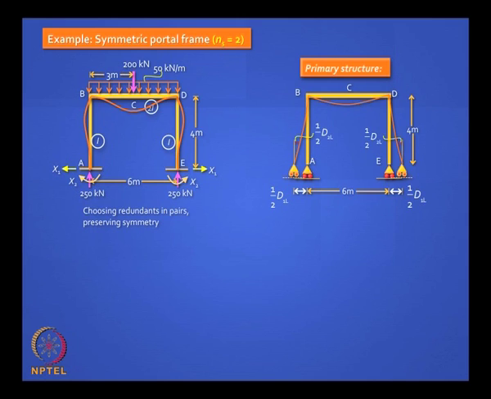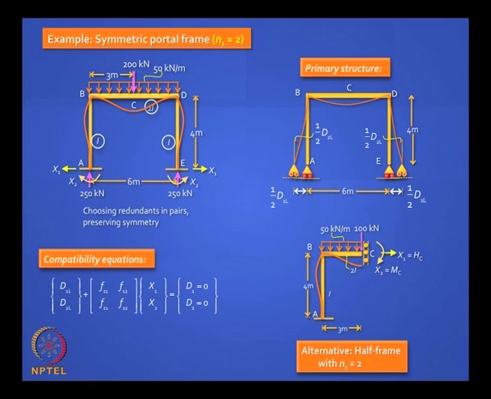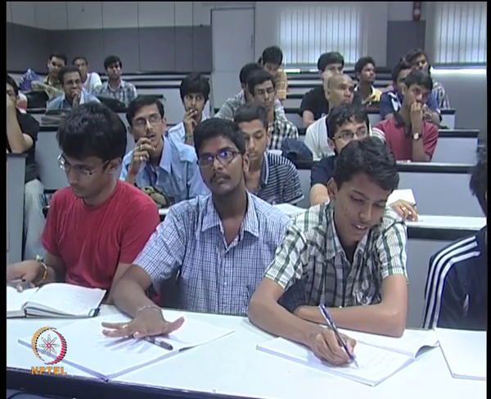Is it clear? This is one way of doing it, but you can also cut it in the middle at C, and the appropriate boundary condition would be a guided roller support. Why? Because it is free to deflect there, there is no shear transfer possible there. When you cut it into 2, that constant load 200 kilonewton should also get cut into 2. 100 kilonewton comes on the left side frame and 100 kilonewton on the right side frame. Here clearly there are only 2 unknowns, you can make it into a cantilever. There is another way of doing it. Whichever way you do it, these are your compatibility equations, and let us take the first way.